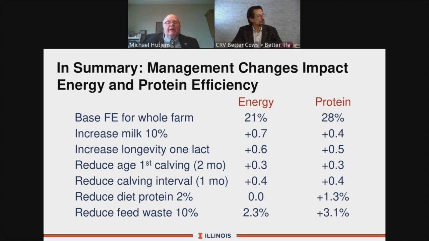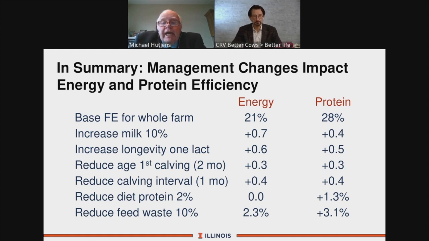So I'm going to ask you: a dairy farmer says to you, listener, I want to increase energy efficiency, or I want to increase protein efficiency. What should I do? Well, these are the typical base numbers. Some of you will be surprised how low these numbers are, but that's what it is.